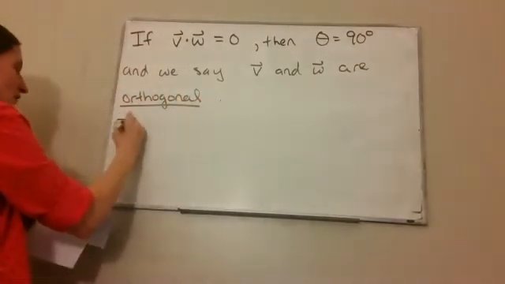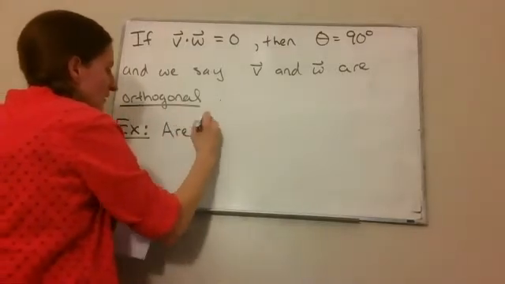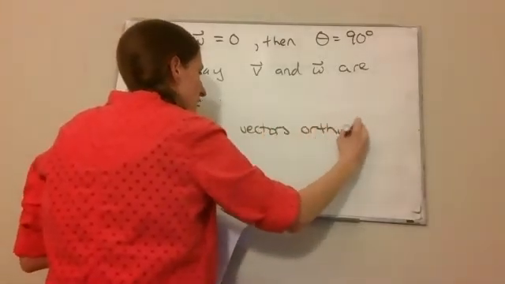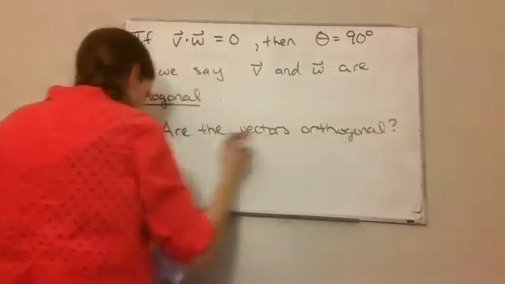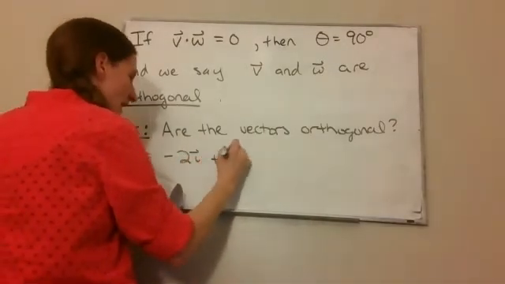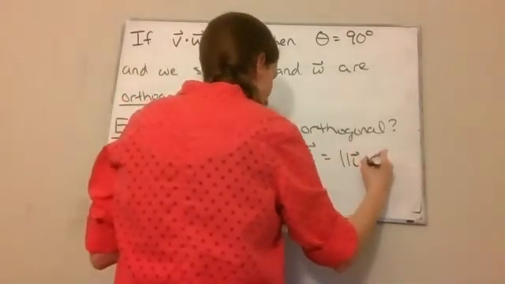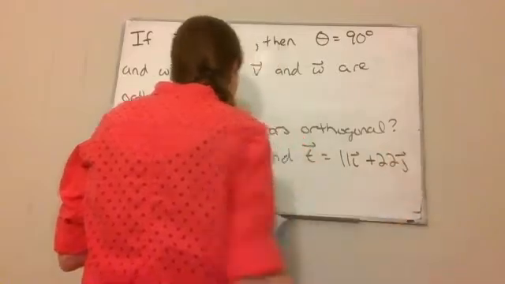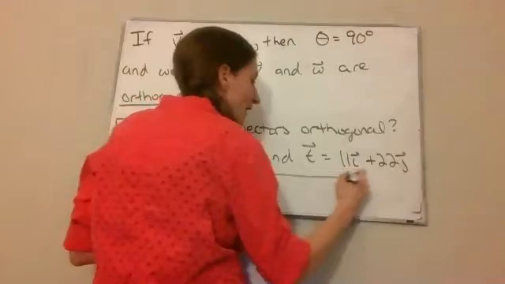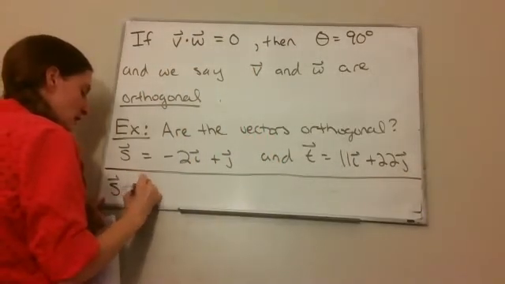So let's do an example determining if two vectors are orthogonal. Are the vectors orthogonal? We have S equals negative 2i plus j, and T is 11i plus 22j. Well, to figure out if they're orthogonal or not, I can just find the dot product. If the dot product is 0, then they're orthogonal.